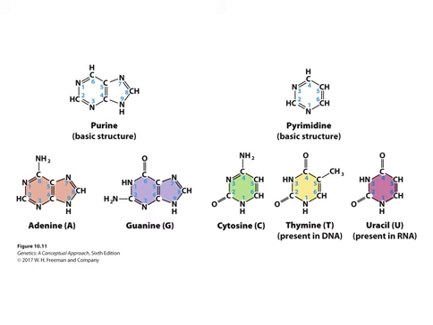Pyrimidines are a type of nitrogenous base in DNA and RNA. Cytosine, thymine, and uracil are all pyrimidines. Purine is a type of nitrogenous base in DNA and RNA. Adenine and guanine are the purines. And then a nitrogenous base is just a nitrogen-containing base that's one of the 3 parts of the nucleotide.